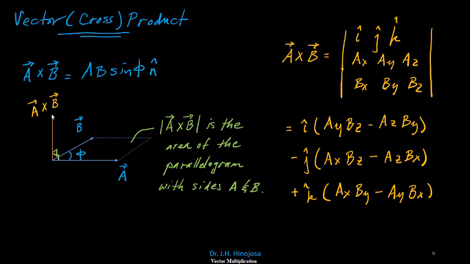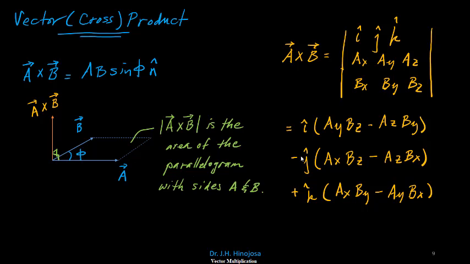Here we see the vector A cross B. If you use the right hand rule, you take your fingers, point them in the direction of the first vector, in this case A, curl your fingers in the direction of B, and your thumb points in the direction of the resulting vector. So the cross product of two vectors is perpendicular to the plane containing the two vectors, or it's perpendicular to both A and B at the same time. Notice also that the magnitude of the cross product is the area of the parallelogram formed by sides A and B.